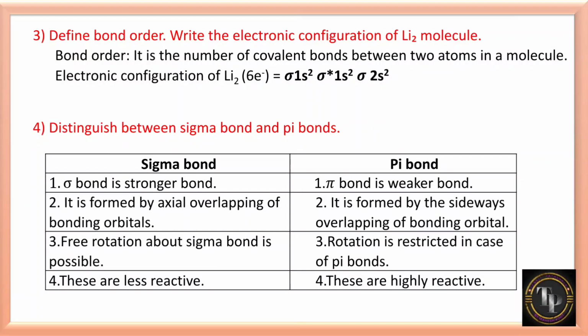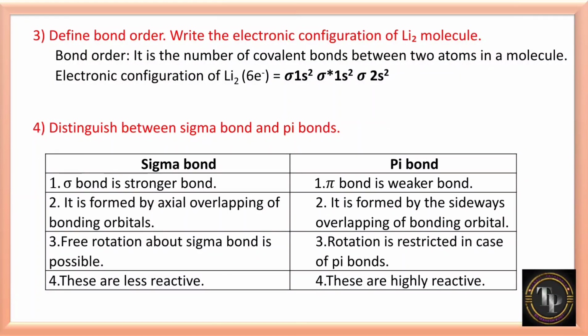Sigma bond is formed by axial overlapping of bonding orbitals and pi bond is formed by sidewise overlapping of bonding orbitals. In sigma bond, free rotation about the sigma bond is possible. In pi bond it is restricted. Rotation is restricted in case of pi bonds. Sigma bonds are less reactive and more stable. Pi bonds are highly reactive and less stable.